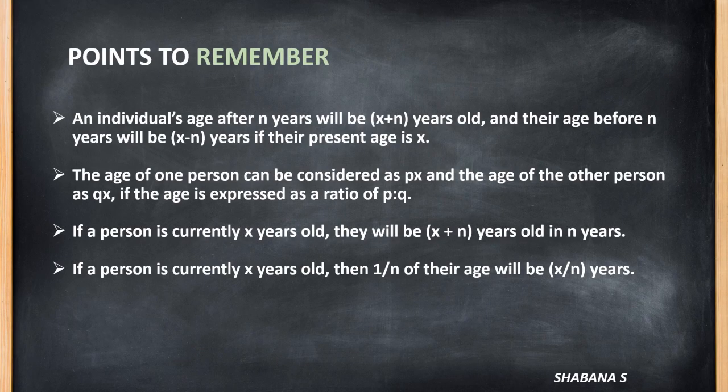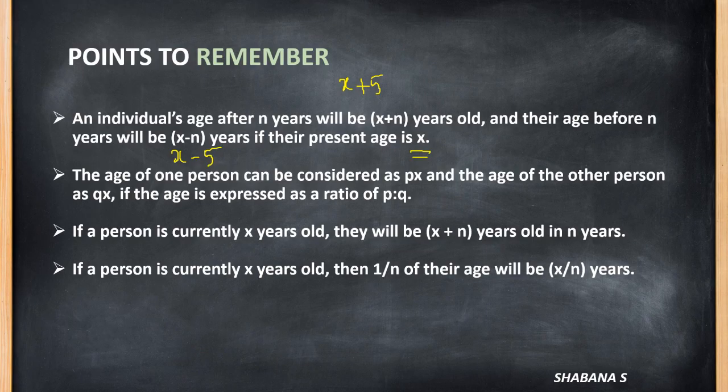The major points to remember when it comes to ages, I have jotted down one by one. An individual's age after n years will be x plus n years, and their age before n years will be x minus n years, if the present age is x. For example, if the present age of A is x years, after 5 years A will be x plus 5, and before 5 years A will be x minus 5. This is what the statement means. I repeat, after 5 years A will be x plus 5 years, and before 5 years A will be x minus 5 years.